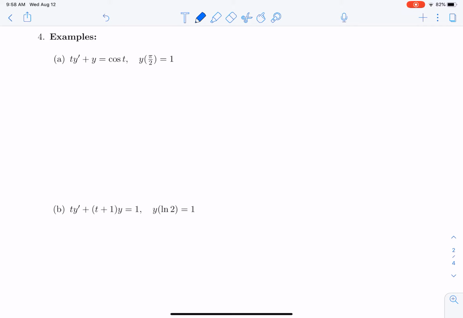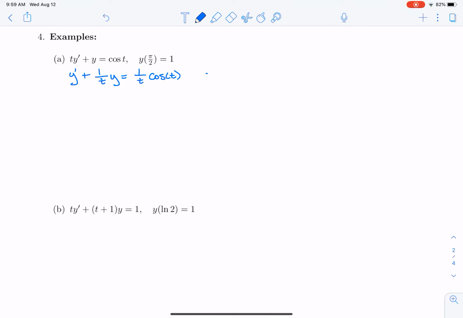The first example is t times y prime plus y equals cosine t. The first thing that we need to recognize is that this is not in the same form that our equation was before. We needed the derivative to be by itself. We're supposed to have y prime plus p times y. So I'm going to divide everything by t. So y prime plus 1 over t times y is going to equal 1 over t times cosine of t.